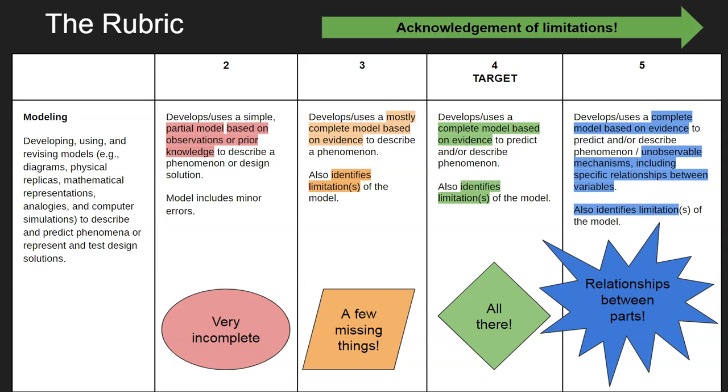Now, we're not going to be doing too much of the testing and predicting in our project. That's more of a high school level thing, but we have to do a good job at representing it. So a 2 will be someone that doesn't do a lot of research and has a very incomplete model of the cell. Someone that scores a 3 would be someone that has a very complete model that might be missing a few things. But the key difference is they identify limitations.